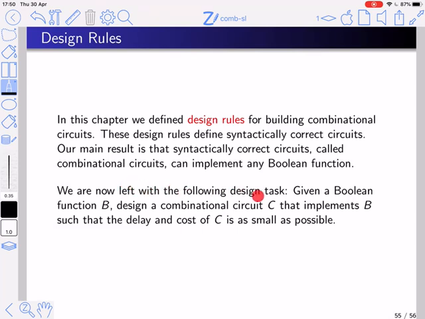Now we're left with the following task. Given a Boolean function B, design a combinational circuit C that implements B with the lowest delay and lowest cost possible.